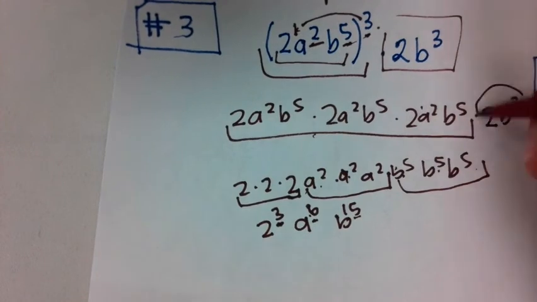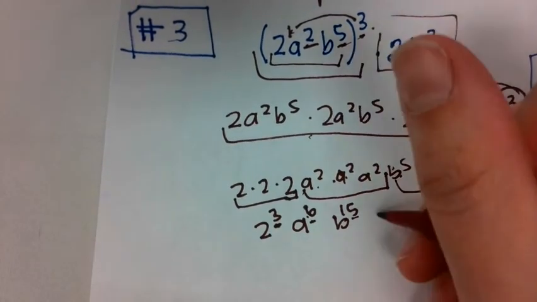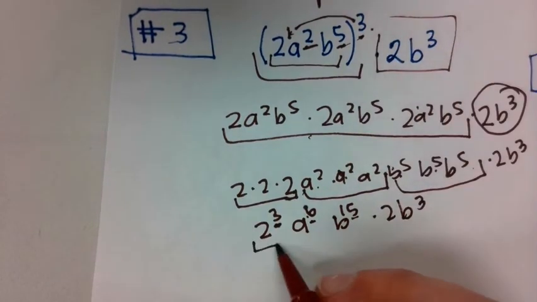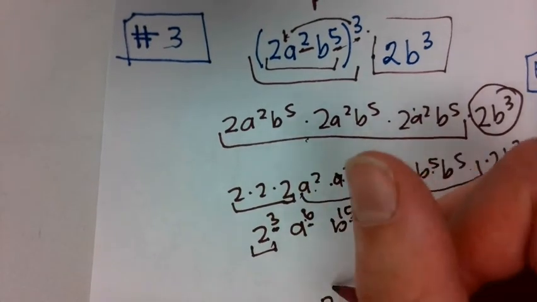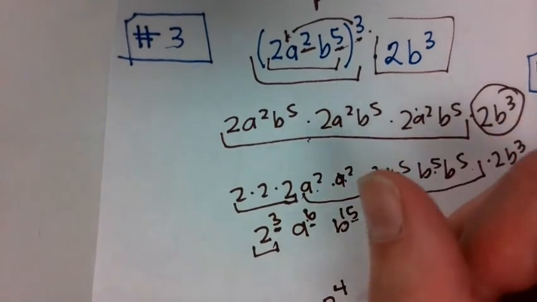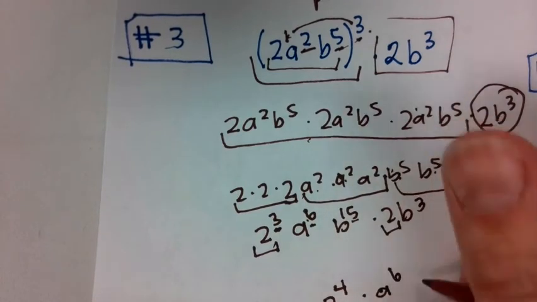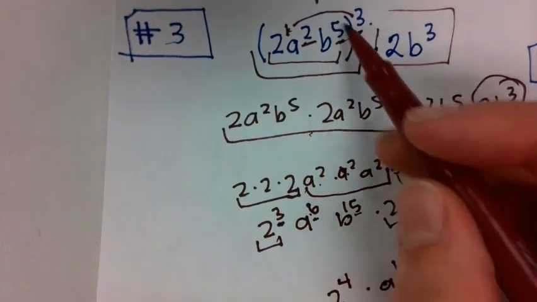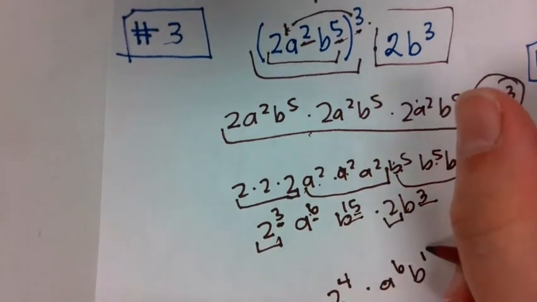Now don't forget that I have this tacked on the end, so times 2b to the third power, so let's include that. Well, there's another 2, so I have 2 to the fourth power, times, there's no extra a's, a to the sixth power, and b. Now don't multiply your exponents because I don't have these parentheses. 15 and 3 b's make 18 b's.